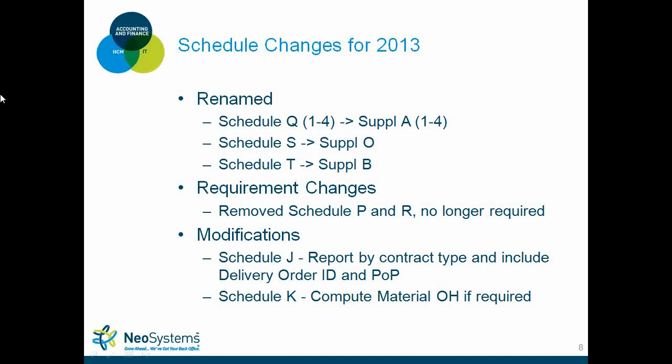Some modifications to keep in mind: Schedule J. This is a subcontractor schedule. You now need to report it by contract type, so group it by contract type, with different sections. Also include the delivery order, don't forget about that. And most importantly, period of performance, POP. Make sure that you have that in that schedule. This is something that wasn't required before, but now it is. So ensure that you know what you need to do on that.